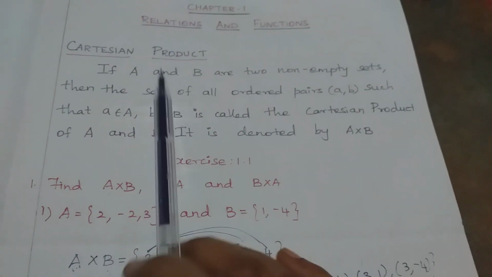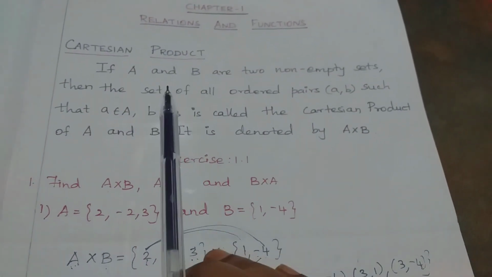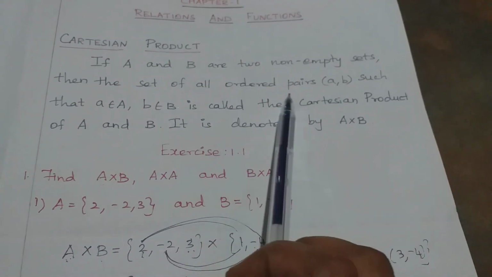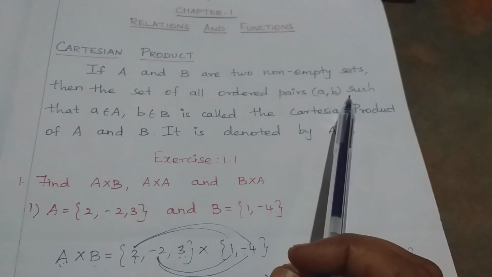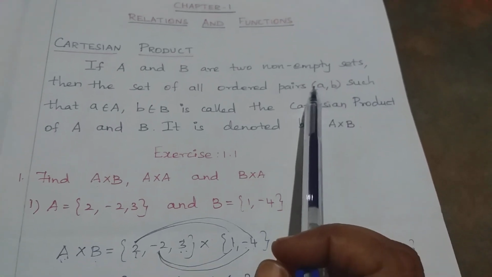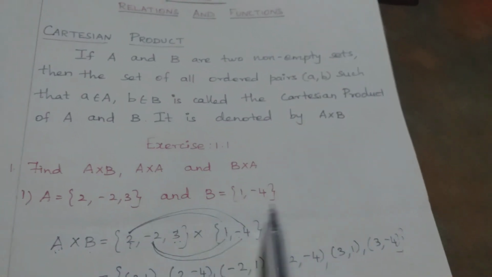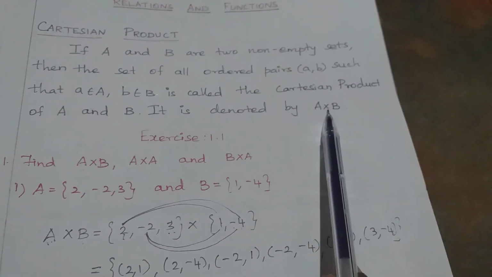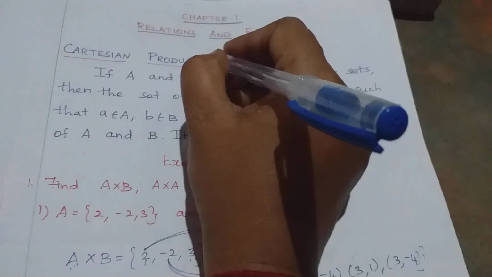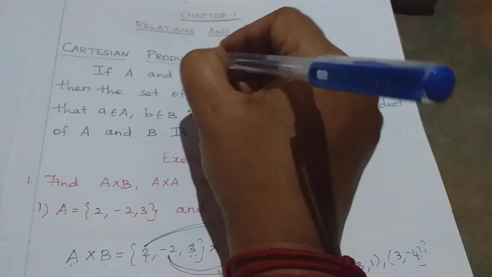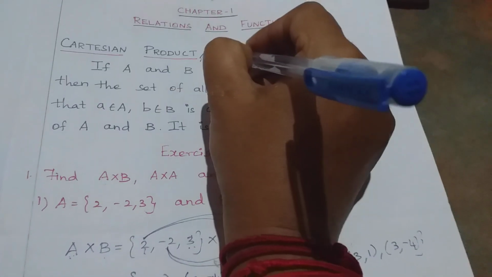So, Cartesian product is nothing but you have to write the given set in ordered pairs: (a, b). Example (2, 3), (1, 7). Like that you have to write. So it is usually denoted by the symbol cross, A cross B. So its other name is the Cartesian product. Other name is cross product.